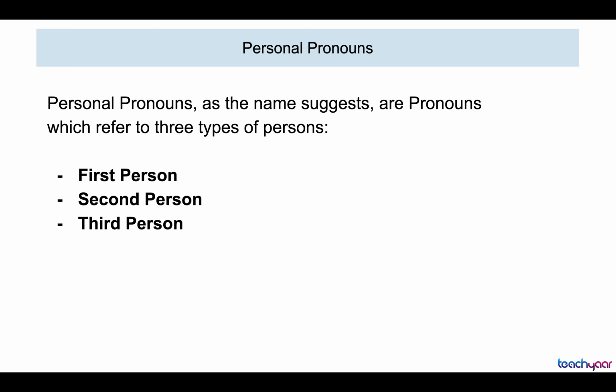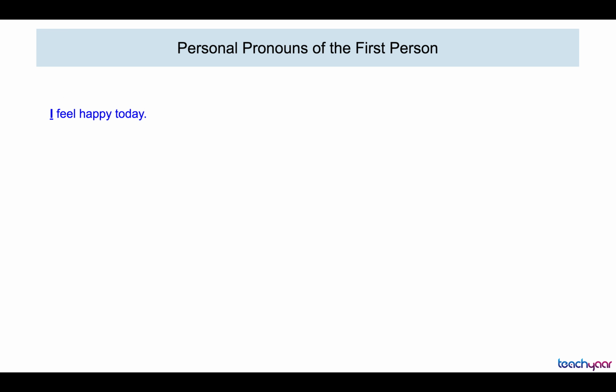Personal pronouns, as the name suggests, are pronouns which refer to three types of persons: first person, second person, and third person. Now, let us go through these situations one by one. First, we will take the personal pronoun of the first person.